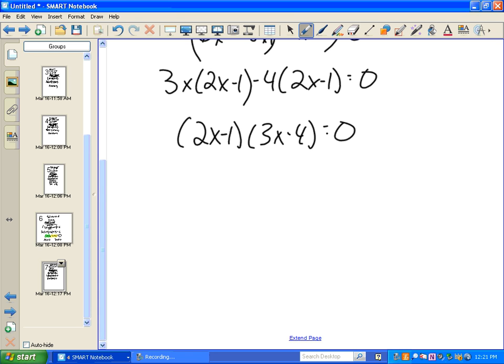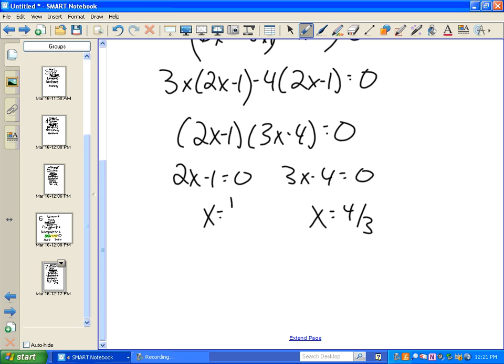From here, next step. Jamie. Good. And you get x equal 4/3 and x equal 1/2. Questions on that? Okay.